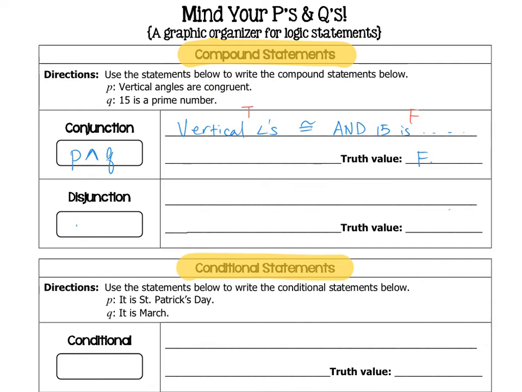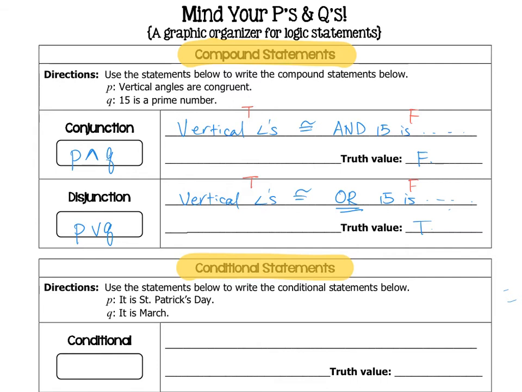And a disjunction, if you recall, is P or Q, and that or is really important. So to make a disjunction statement, we say vertical angles are congruent or 15 is a prime number. So in this case, again, the first part is true, the second part is false. However, because of the word or, one true statement is enough to make a disjunction true. So that's a review of the first half.